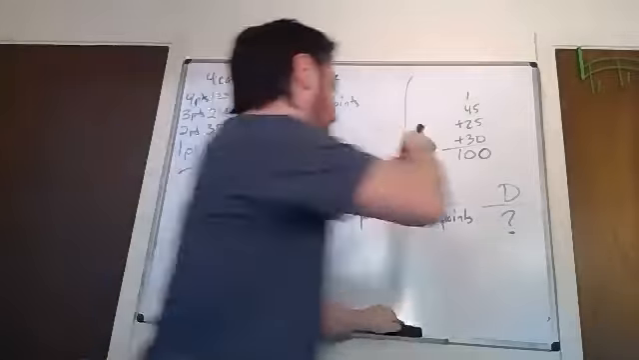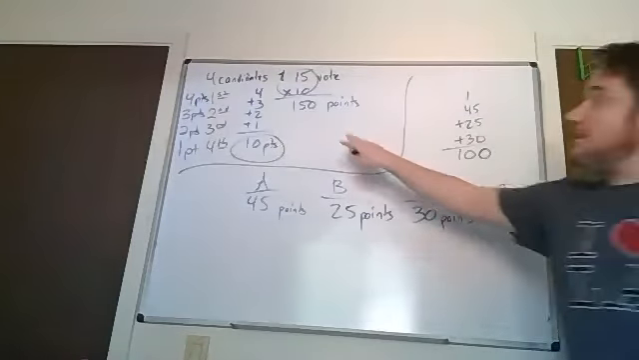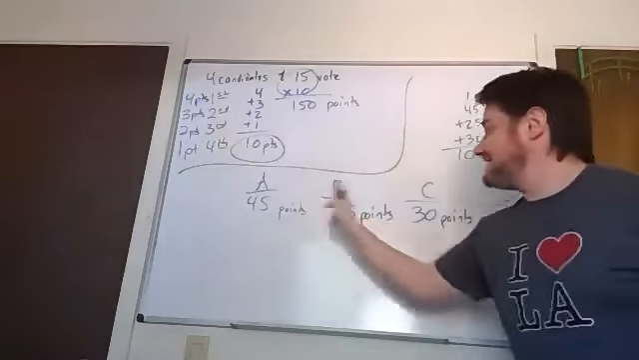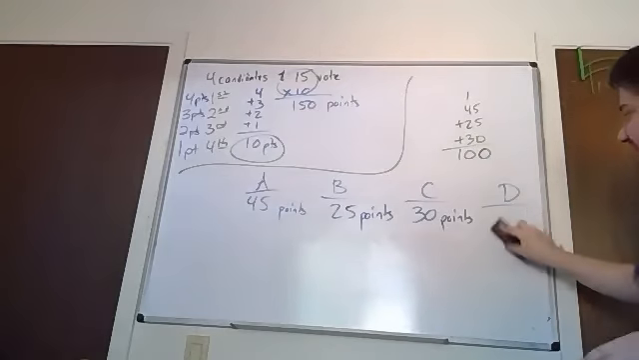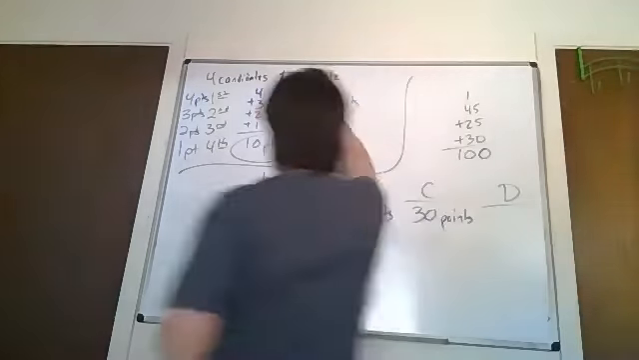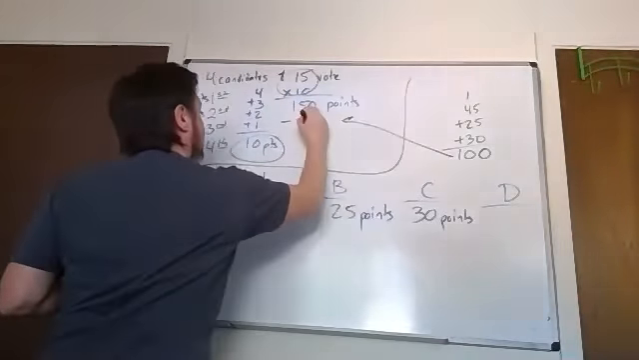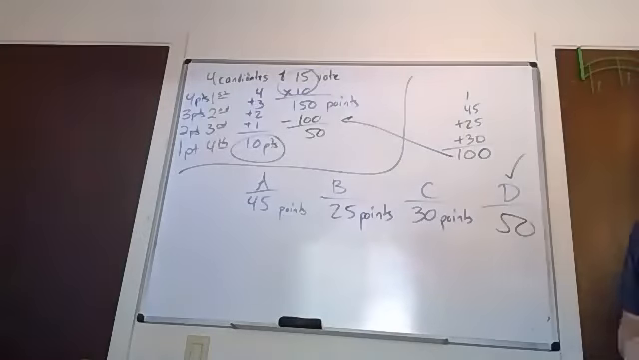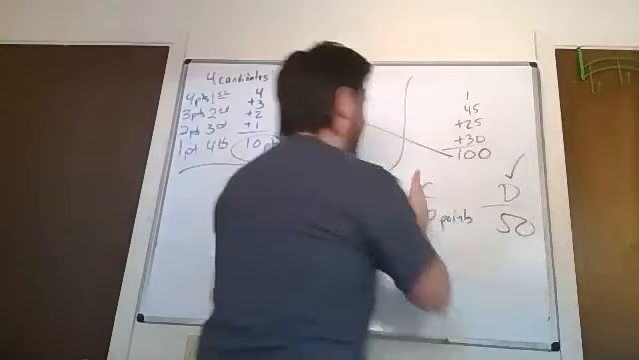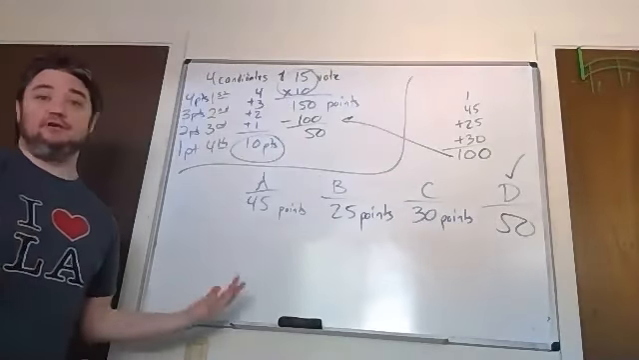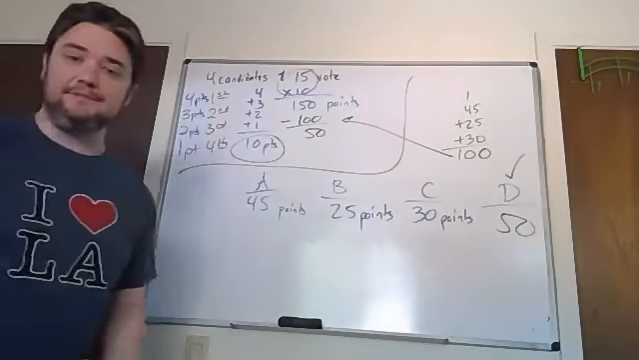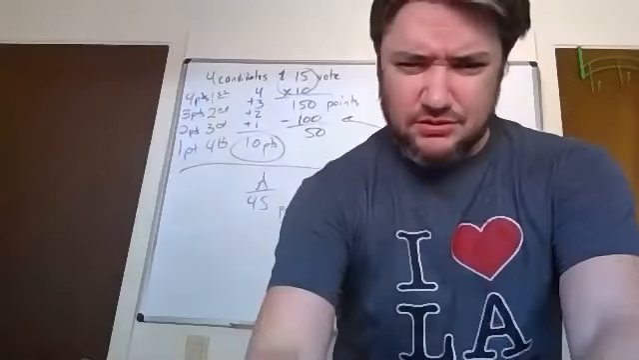So now the question is, how many points did D get? Well, we know there's 150 total. These candidates only earned 100, so D must have the other 50. So I'm doing 150 minus that number, and we get 50. So D has 50 points. Now that I know that, that's more than A, so D is our winner. Alrighty, and that's it. So there's something like that on there. Then the rest are just like, who's the winner? What's the complete ranking?